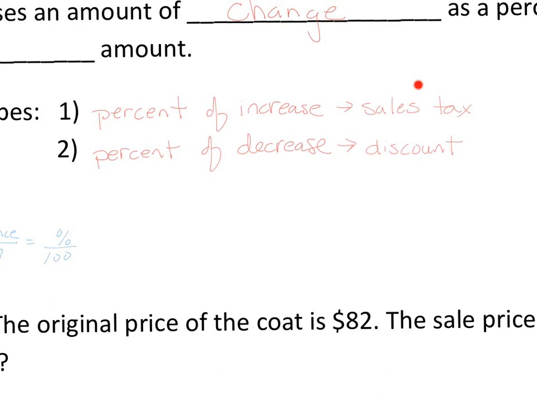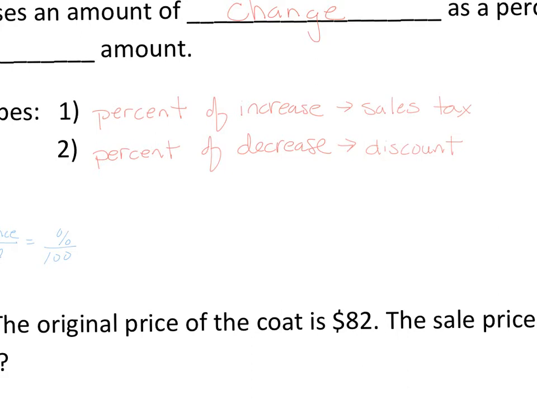Think about percent of increase as being like sales tax. When you go to McDonald's and you buy something off the dollar menu for $1, and you have tax on top of it, in Indiana it's 7%. So that means we would end up paying $1.07. Sales tax is something where we're adding on the amount. Percent of decrease would be like a discount, so if you're buying a coat for 30% off, it'd be at a discounted price.